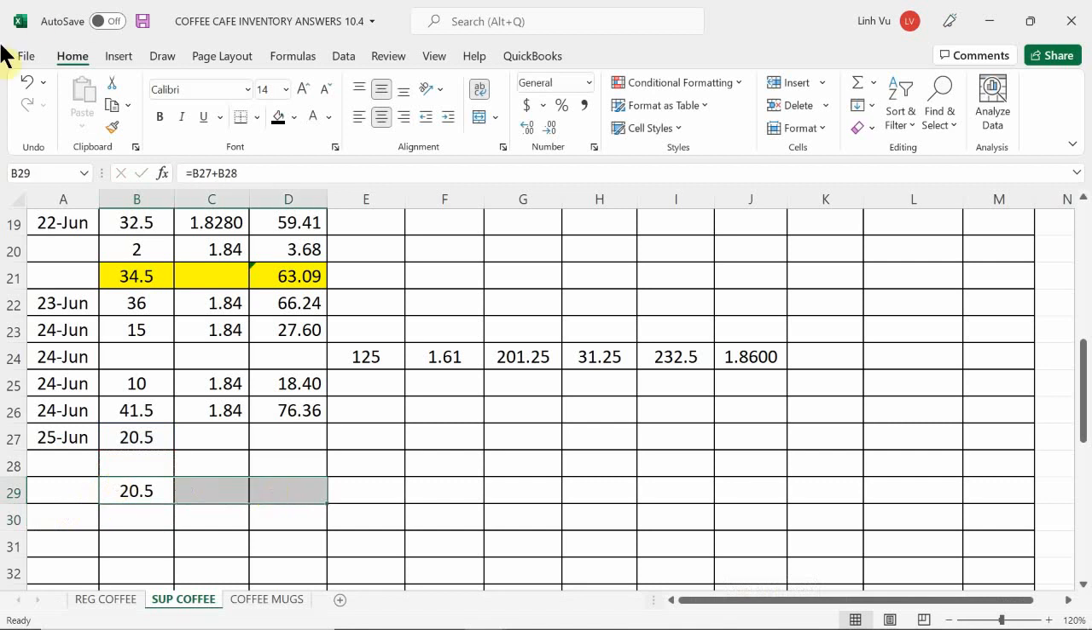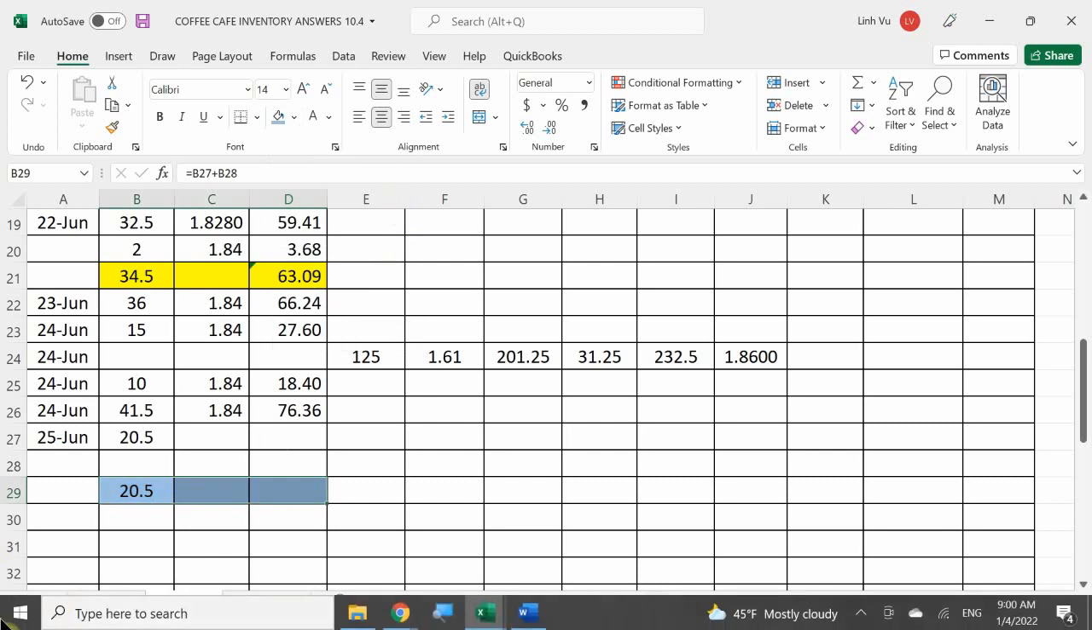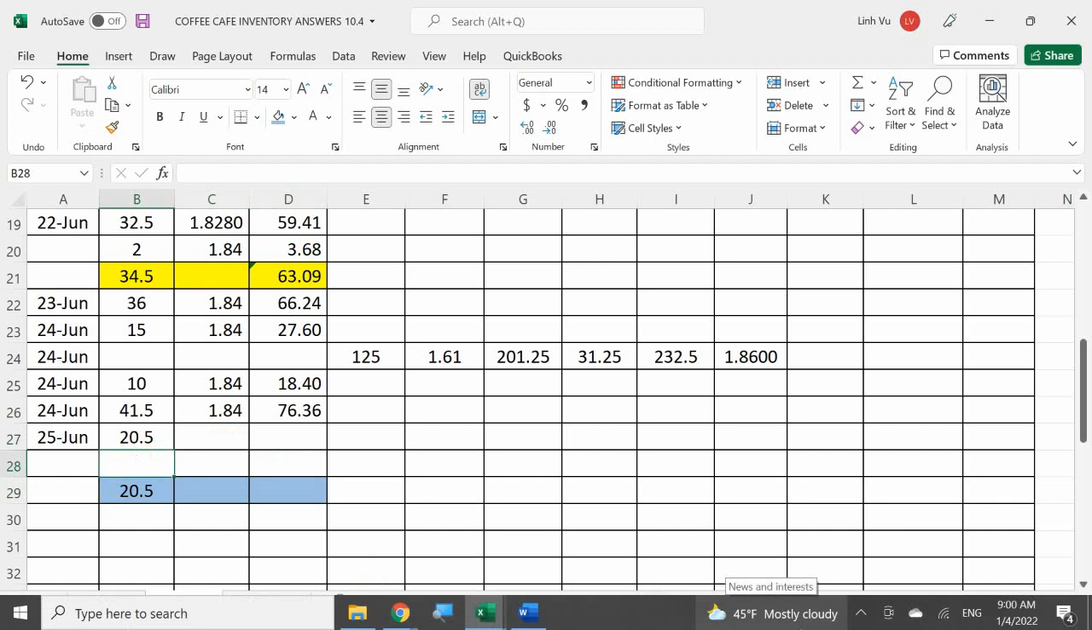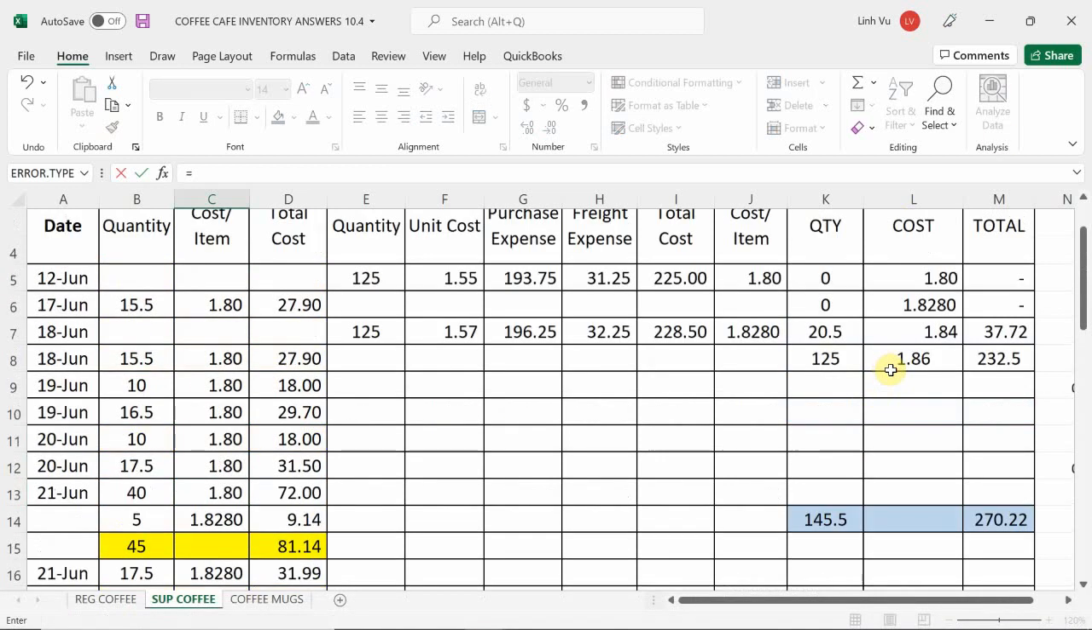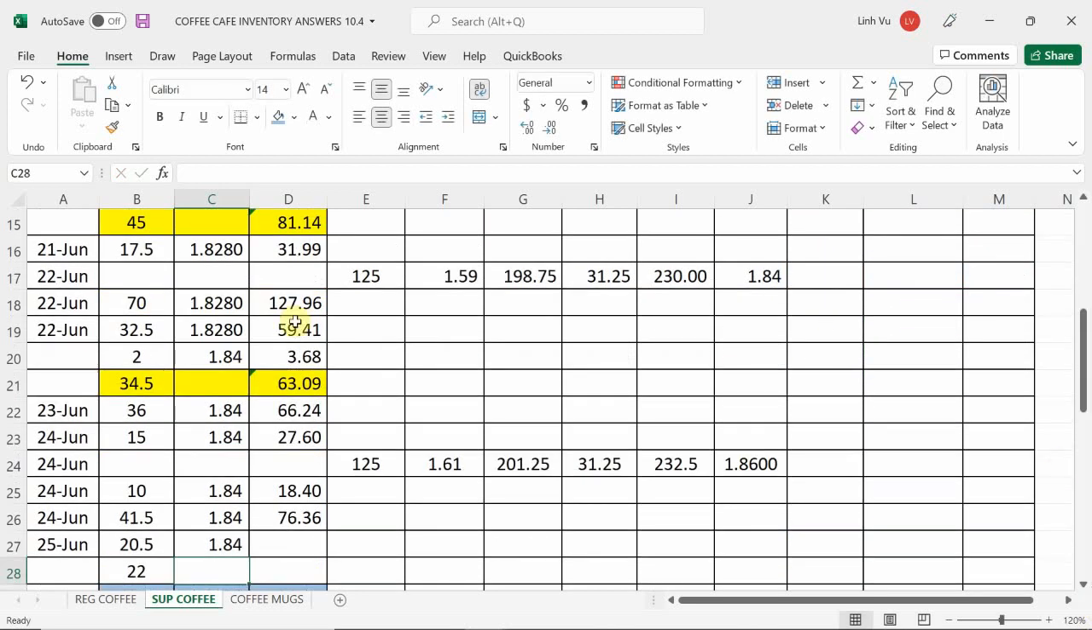Right? This is going to become a calculation because we're splitting 2 different batches of inventory here. Okay, 42.5. So we know that 20.5 at $1.84 is going to give us 37.72.